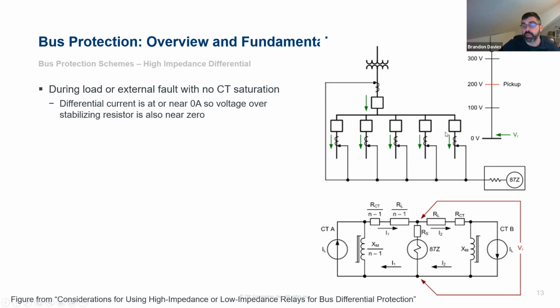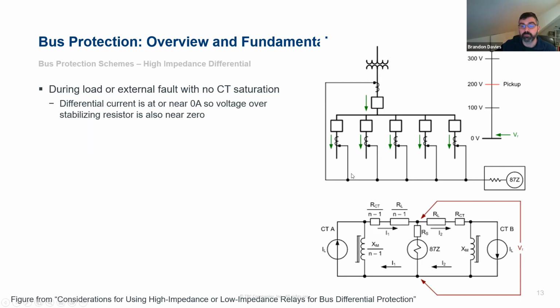So for this example we have here, you can see we've got our 87Z element. This is the voltage measurement element. It's actually measuring current, but then the relay calculates that into a voltage to do the actual set point. And here's our RS, which is that stabilizing resistance.